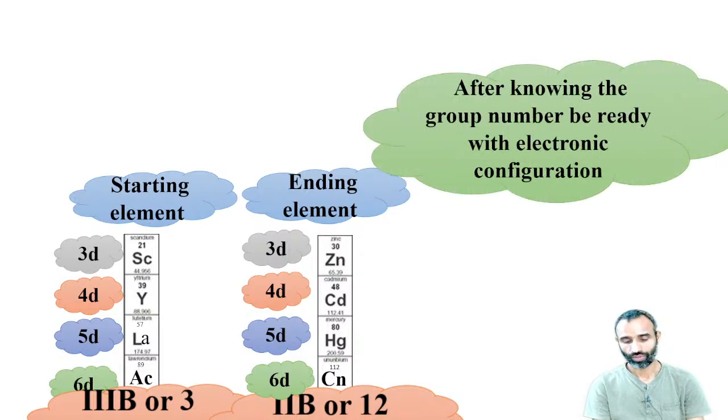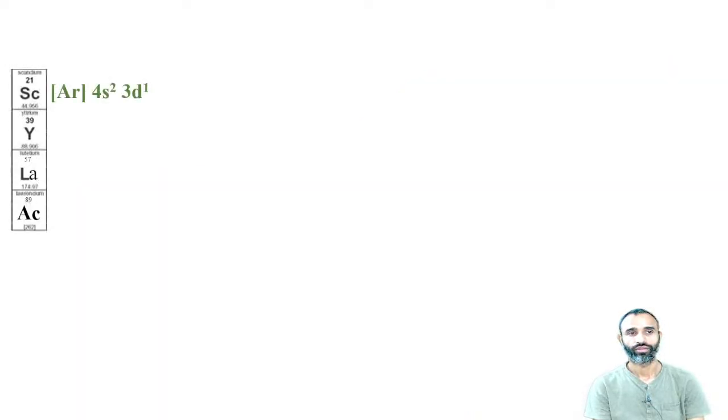So we can determine the group number. Scandium is 4s2 3d1, then 5s2 3d1.